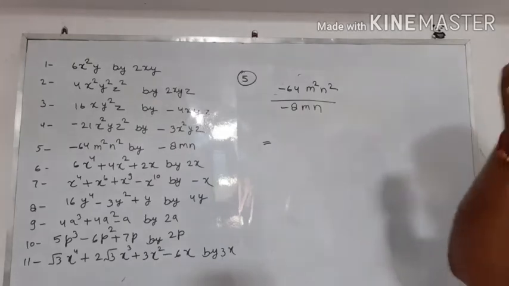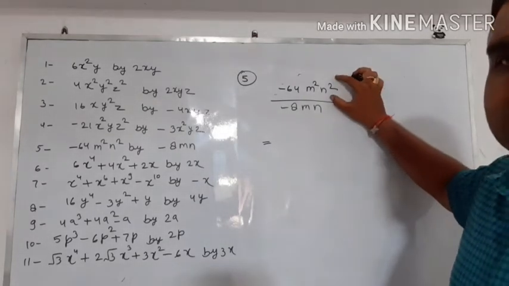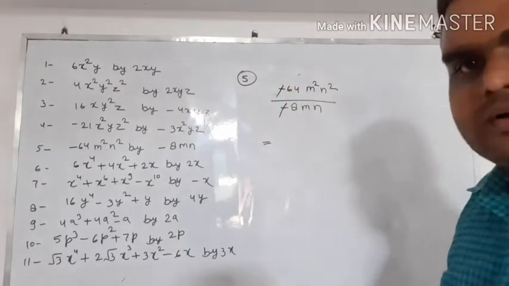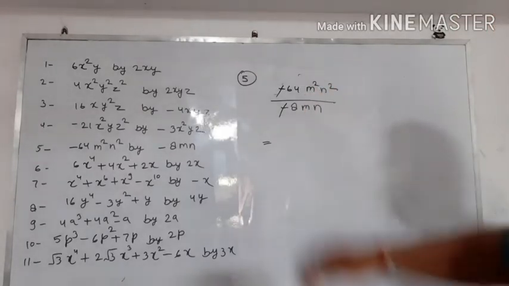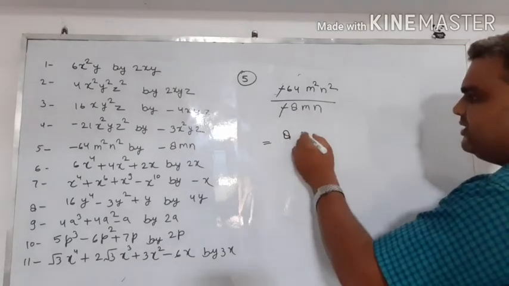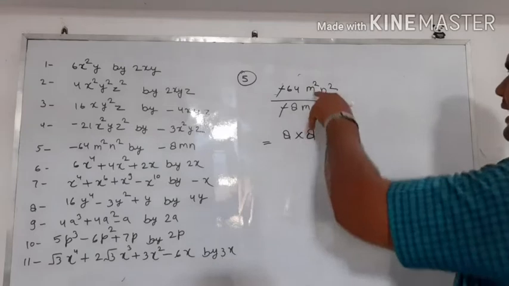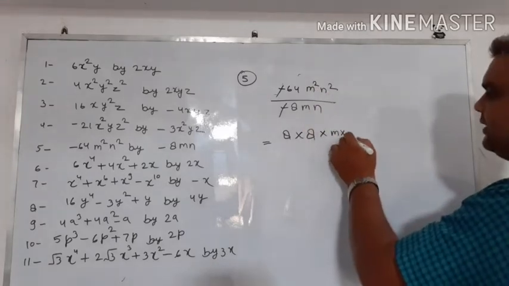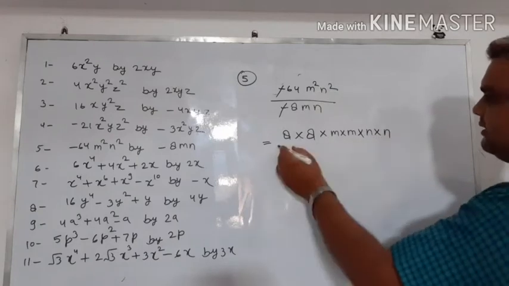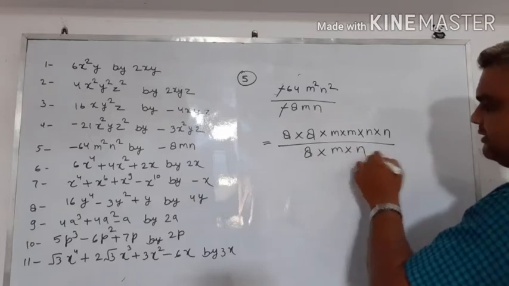Very simple it is, because we have a negative sign in the denominator and also in the numerator. So we can cancel the negative sign first of all. After cancelling the negative sign, 64 we can directly write as 8 into 8. Is it clear? And then m square, we can write m into m. After that n square, we can write n into n. And downside it is 8mn, so 8 into m into n.